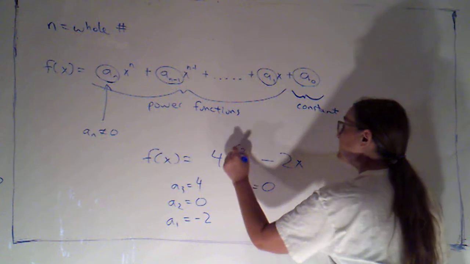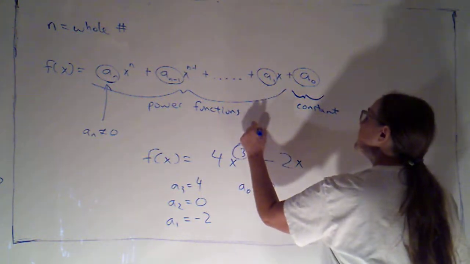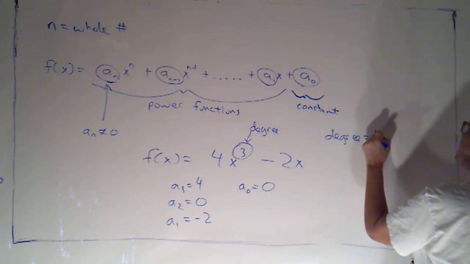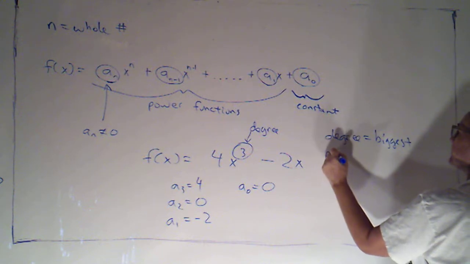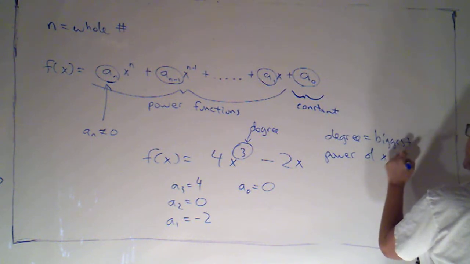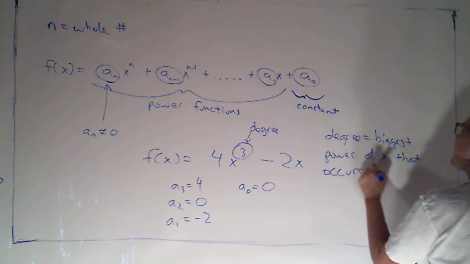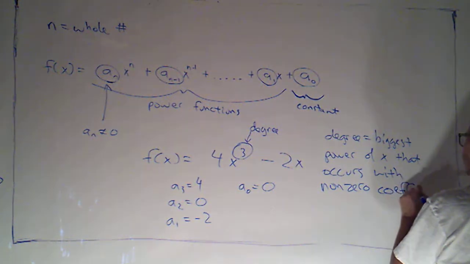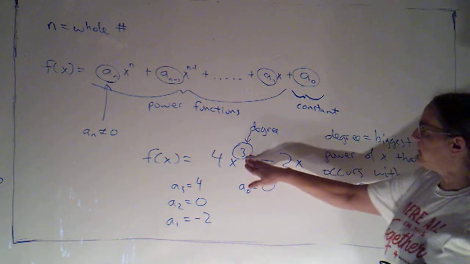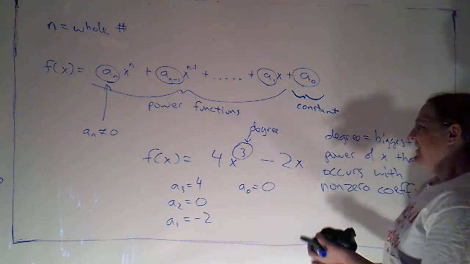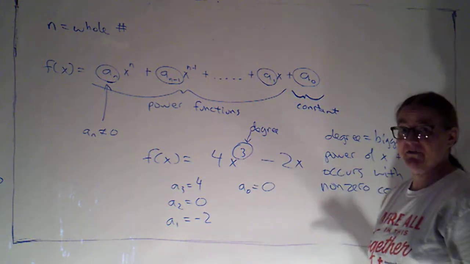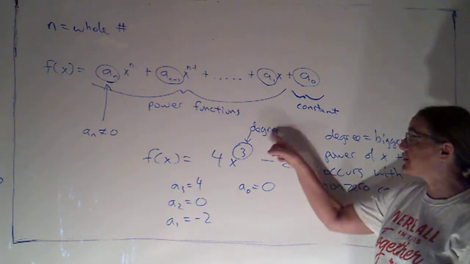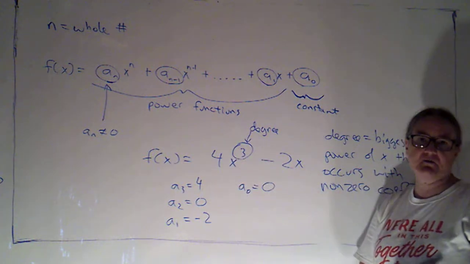That's because we're going to define that biggest power to be the degree of the polynomial. So the degree is the biggest power of x that occurs with non-zero coefficient. So this would be degree 3. I could say I've got 0 copies of x to the 4th, but that doesn't make it degree 4, because in order to count towards the degree, you have to have a non-zero coefficient.